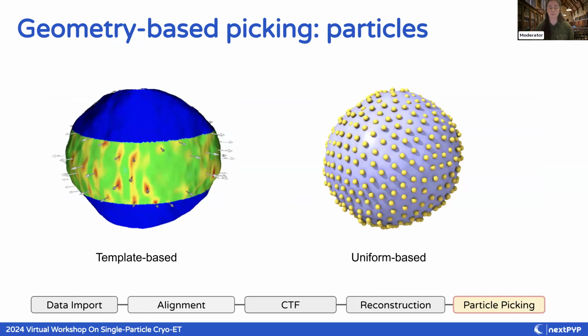Geometry-based, again, this is how we do the particles. So we have options for template-based particle picking on our geometry-based picking or uniform-based particle picking. With template-based picking, you're going to input a template, and that will search along the virion surface that you've segmented for your template and detect where it is. Uniform-based is great if you have virions that just have a lot of spike or gag or whatever protein you're looking for. They will just apply an even mesh around the surface of your virion and extract those points as particles.